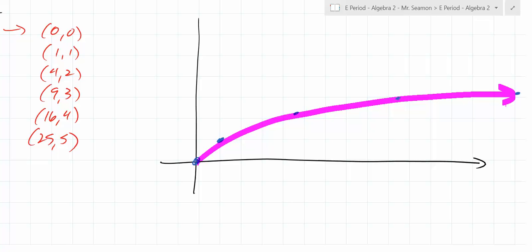It's always going to get bigger. This is the kind of shape you need to be familiar with right now for the square root of x. The square root of x.